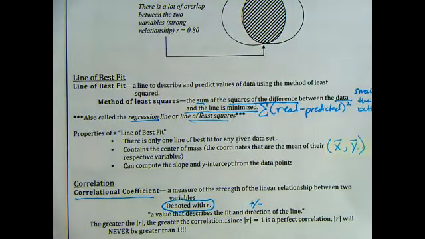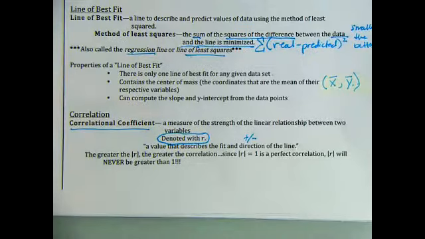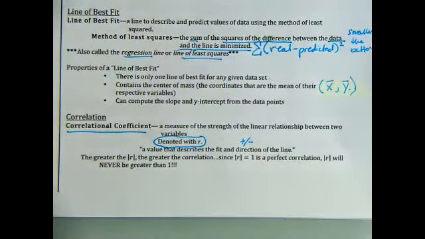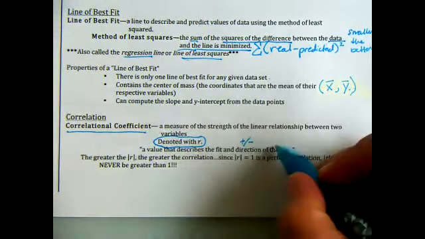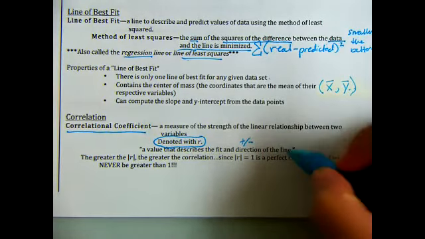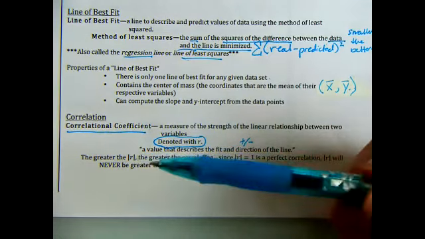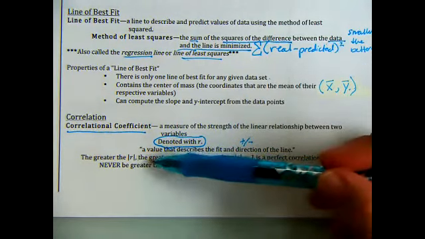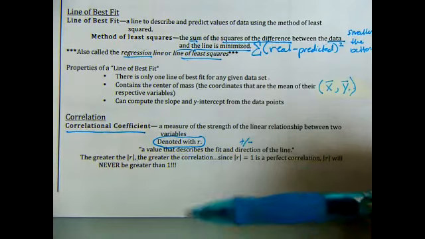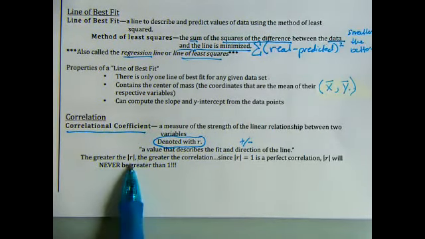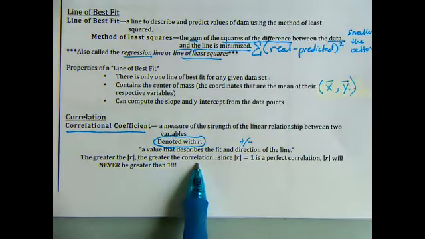Okay. Now, the greater the absolute value of R, so we look at the absolute value of R when we're looking at the strength of the correlation, right? So the positivity and negativity is solely there to give us whether our line is going in the positive direction or in the negative direction. But it's the absolute value of R that tells us the strength of the correlation. So the greater the absolute value of R, the greater the correlation.